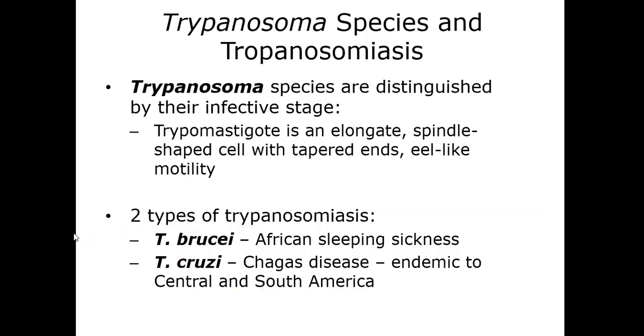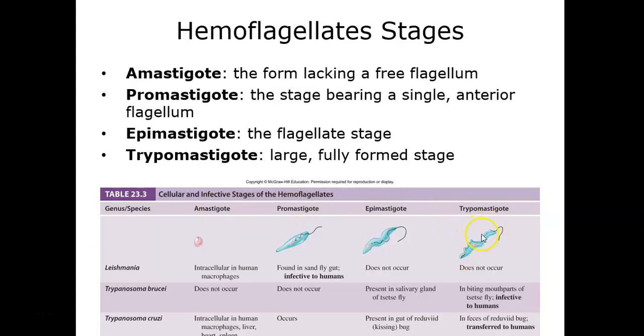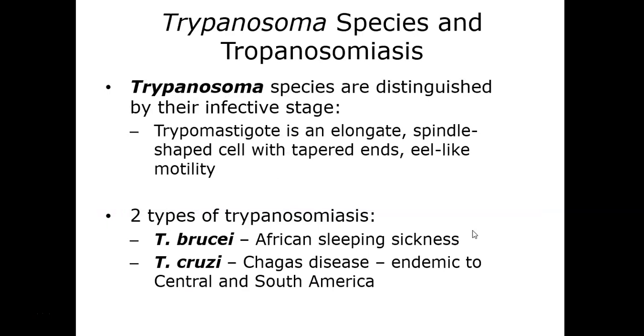So the Trypanosoma species are distinguished by their infective stage. And they have the trichomastigote, which is that really elongated, kind of spindle-like shape to them, that fully formed stage. And there's 2 different variants. As I mentioned, there's Trypanosoma brucei, which is responsible for a disease known as African sleeping sickness, and Trypanosoma cruzi, which is known as Chagas disease. And each of these has a specific arthropod vector that's responsible for carrying the disease from one location to another.